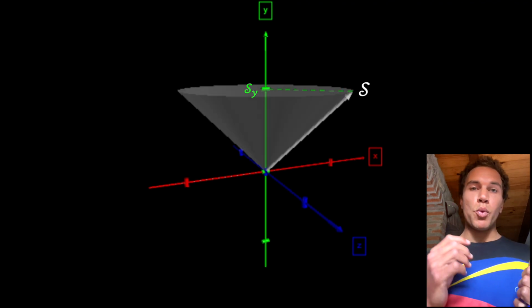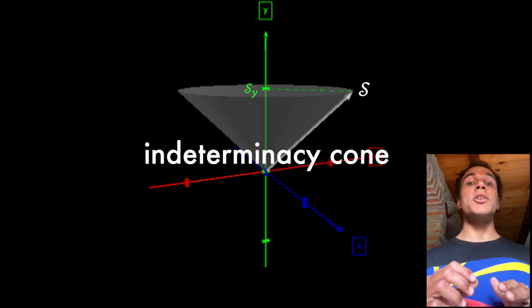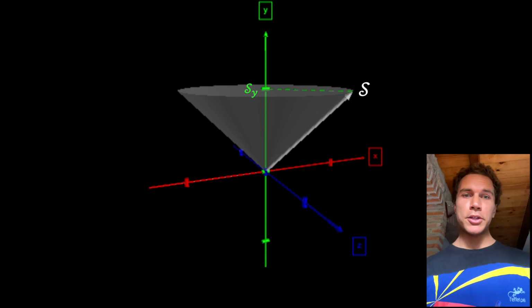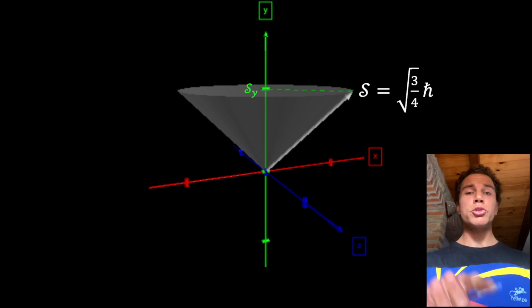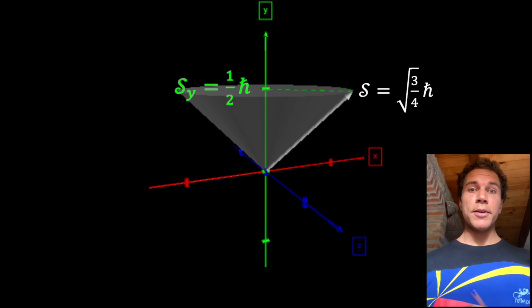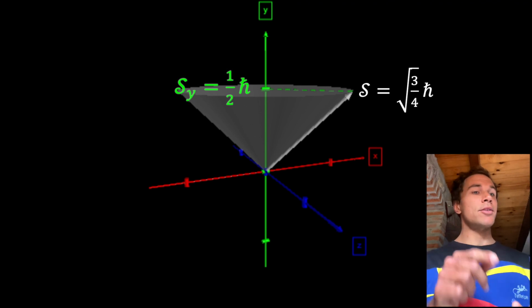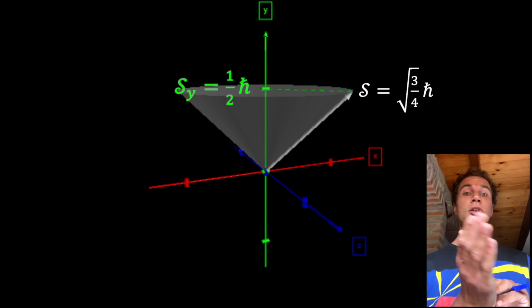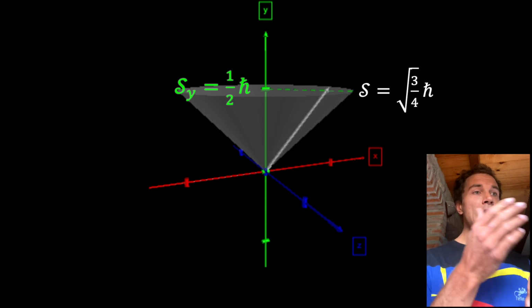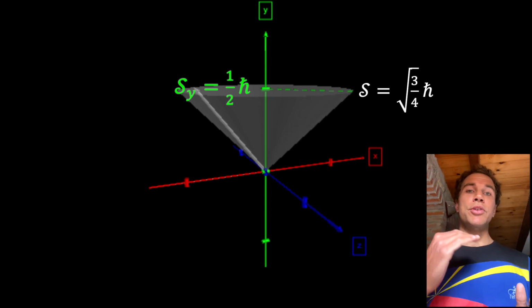This results in what could be called an indeterminacy cone. For example, in this animation, we know that the spin vector has a total length of square root of 3/4, and we know that the y component is equal to 1/2. And that only allows us to ascertain that the vector lies somewhere on this cone. All vectors lying on this cone have the same y component and the same length.